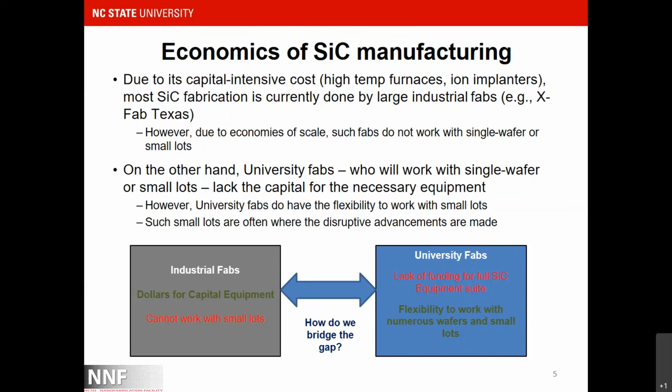The industrial fabs have the dollars for the capital equipment, but they don't have the flexibility. They don't have the sort of dynamic structure to work with the small lot. It just doesn't make sense for them from an economies of scale point of view.